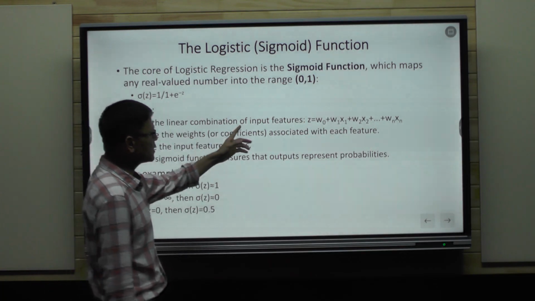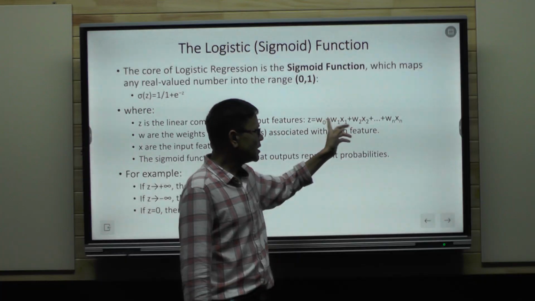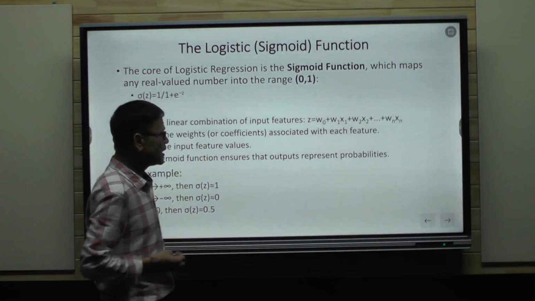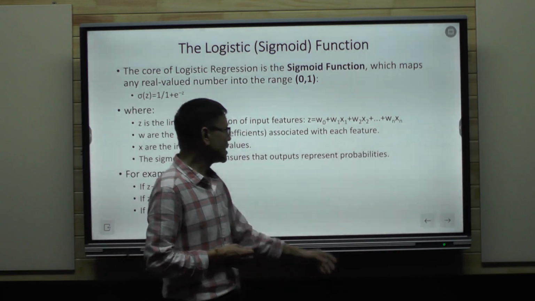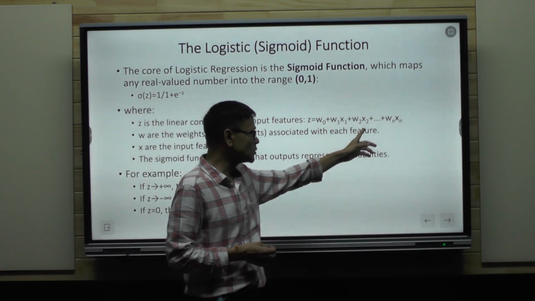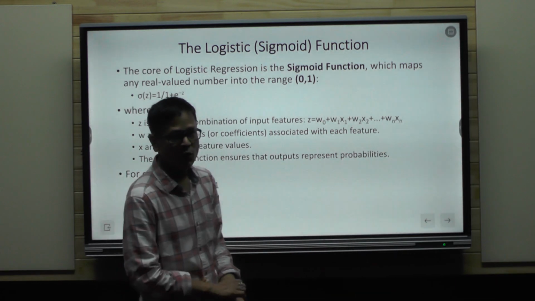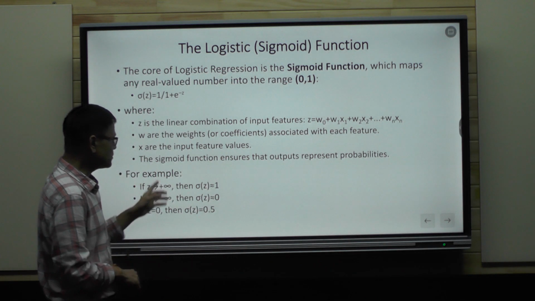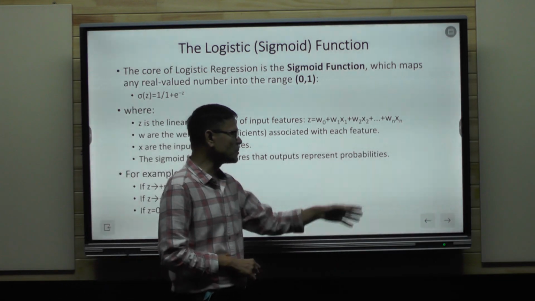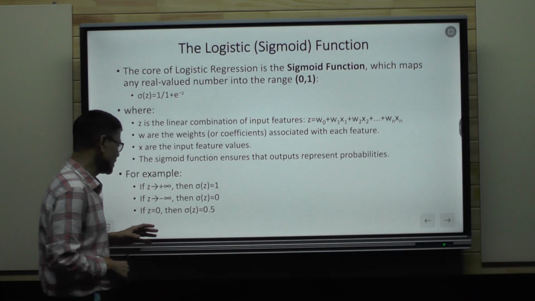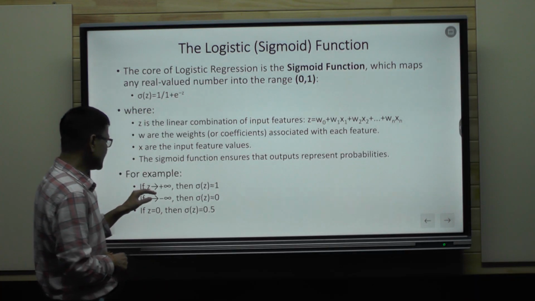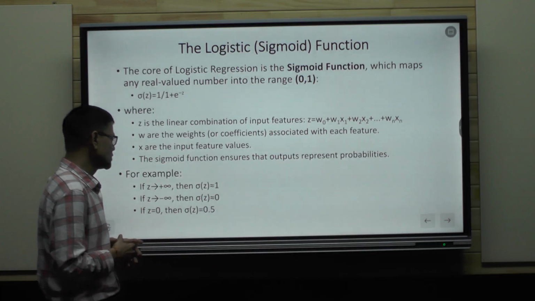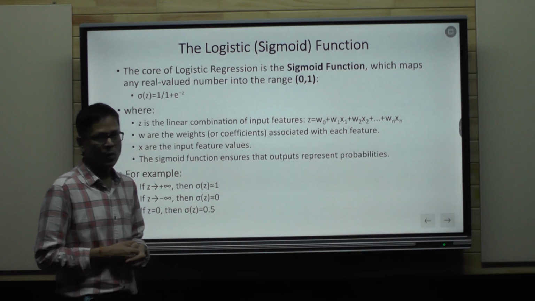Z is a linear combination of input features. Basically, this is an equation of a line or a plane, or hyperplane, where x1, x2, xn are the features, and w0, w1, w2, wn are the weights or the coefficients associated with those features. The sigmoid function ensures that the output represents probabilities. For example, if z tends to infinity, that is, z evaluates to a very large number, then rho of z will reach 1.